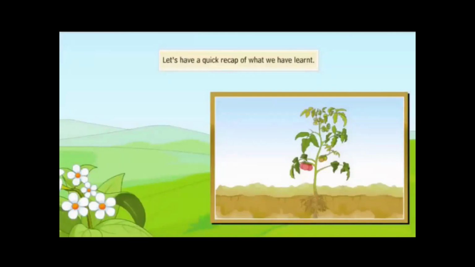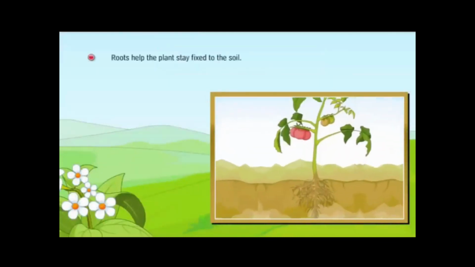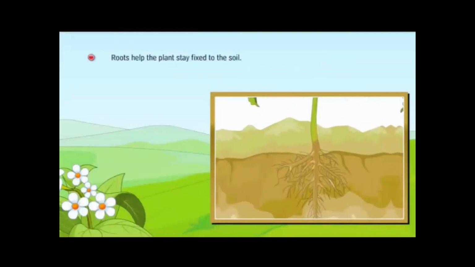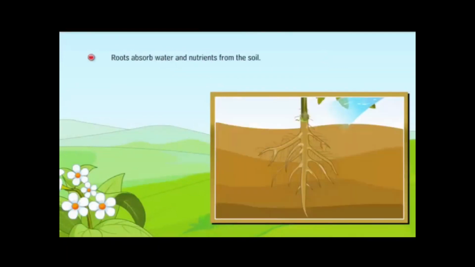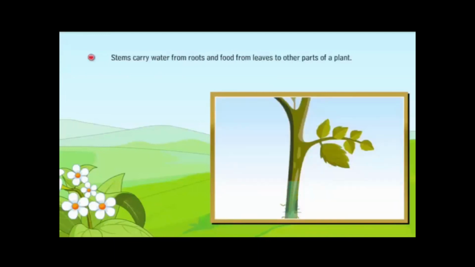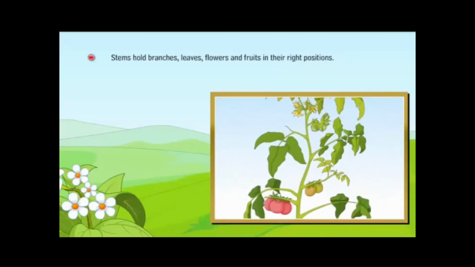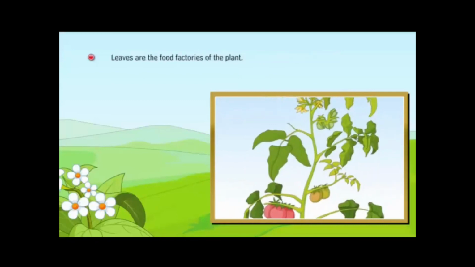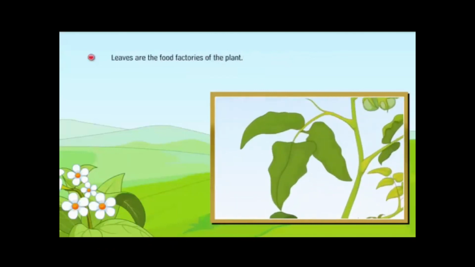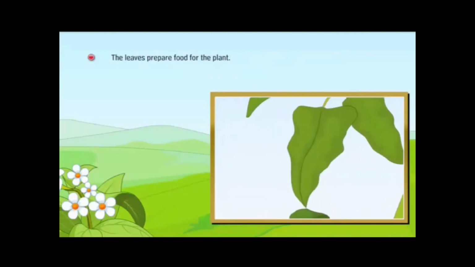Let's have a quick recap of what we have learned. Roots help the plant stay fixed to the soil. Roots absorb water and nutrients from the soil. Stems carry water from roots and food from leaves to other parts of a plant. Stems hold branches, leaves, flowers, and fruits in their right positions. Leaves are the food factories of the plant. The leaves prepare food for the plant.